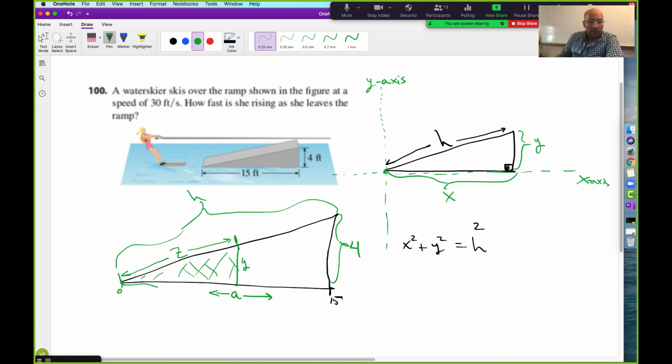From here to here will be a distance of a. And then because this is sort of fixed, the distance from here to there, that distance is 15 on the ramp. Good. Notice that the green triangle and the black triangle are similar triangles.